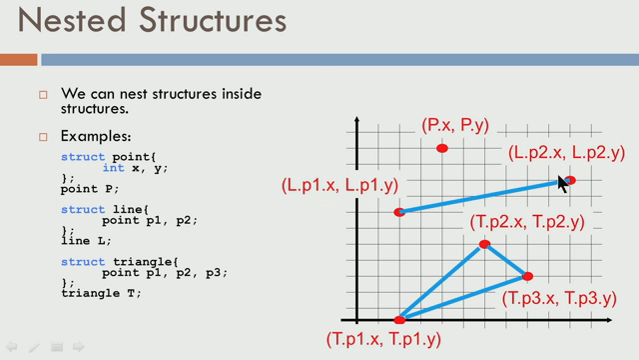This point here is P2 of L, its x coordinate is L dot P2 dot x and its y coordinate is L dot P2 dot y. Similarly, I can make a triangle and I have to specify 3 points for it. So the data type is called triangle and the variable is called T. So T dot P1 dot x and T dot P1 dot y is one of the corners of the triangle, and there are 2 other corners, namely P2 and P3.